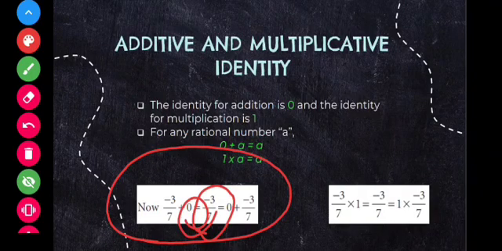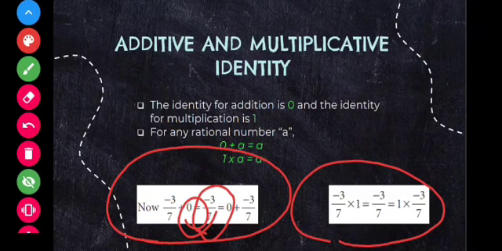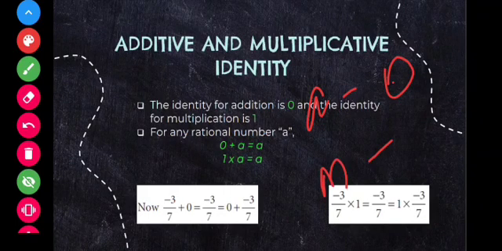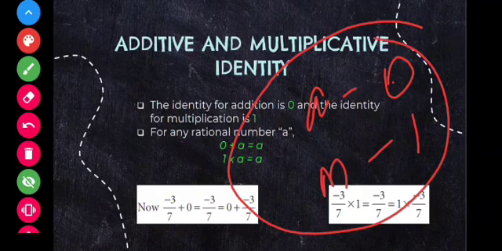Same goes for multiplicative identity also. We have taken minus 3 by 7 here. We are multiplying this by 1. We get minus 3 by 7 again. Hence 1 is the multiplicative identity. Okay, you might have got cleared with identity as it is a very simple topic. Only thing you need to remember is your additive identity is 0 and multiplicative identity is 1. This is the only thing you have to remember in this topic.